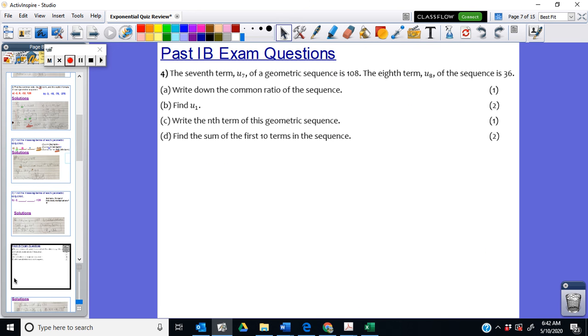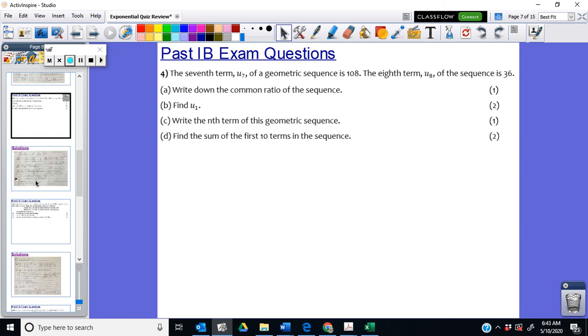Here we have the 7th term and the 8th term, and those are consecutive. So to write down the common ratio, all we have to do is divide that 8th term by the 7th term. And then we need to work backwards to find the starting value. Then use that starting value and your constant multiplier, put A and B together, and you'll get part C. Then in part D, you could simply just find all 10 terms and add them up, or use the formula.